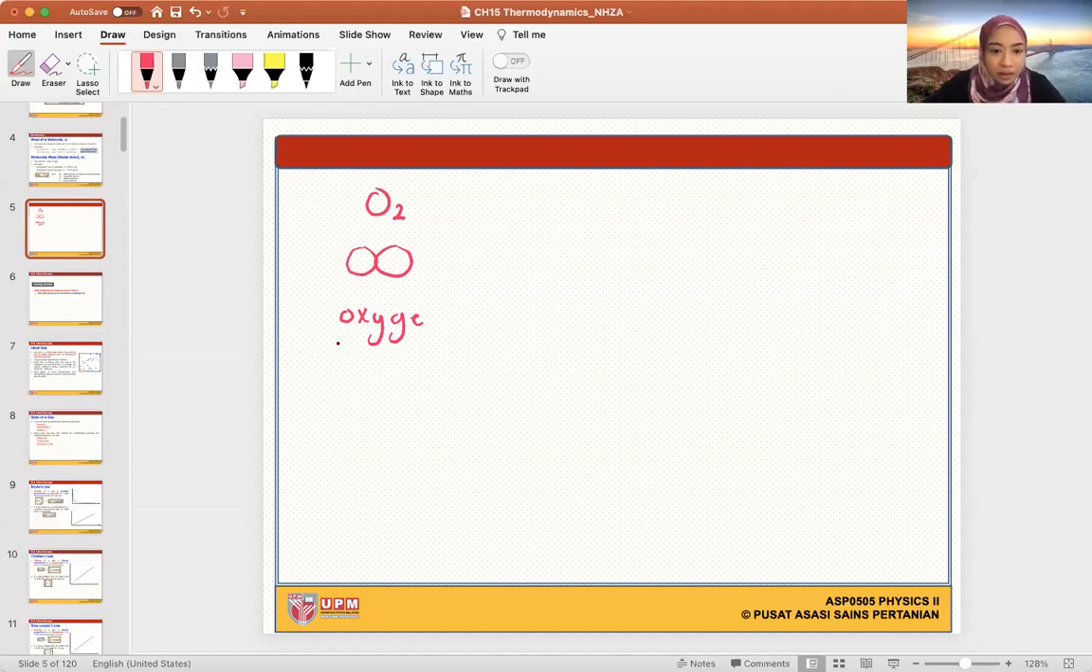Okay, let's start. Oxygen molecule. So this molecule is made out of two atoms, which makes it a diatomic gas, if it's in the gas form. Two atoms, diatomic gas. Sebab dia dua, dalam satu molekul dia dua. Dia kena exist as two, as a pair.